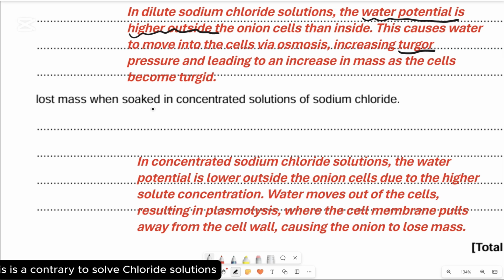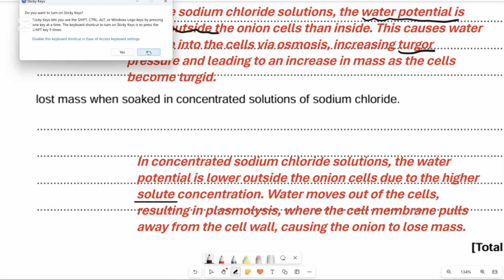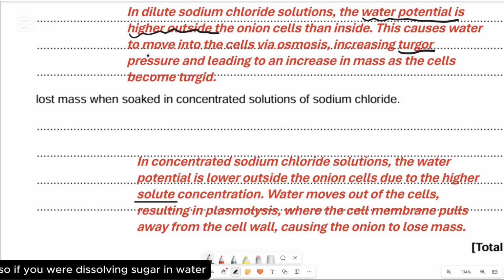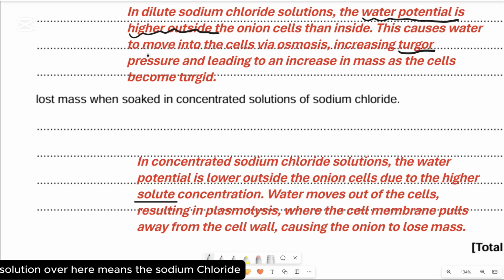In concentrated sodium chloride solutions, the water potential is lower outside the onion cells due to the higher solute concentration. Now listen, what does solute mean? Solute is the thing that is dissolved inside the solvent. The solvent is basically the water, for example. So if you were dissolving sugar in water, your water would be the solvent and the solute is the sugar. So the solute over here means the sodium chloride. Water moves out of the cells, resulting in plasmolysis.